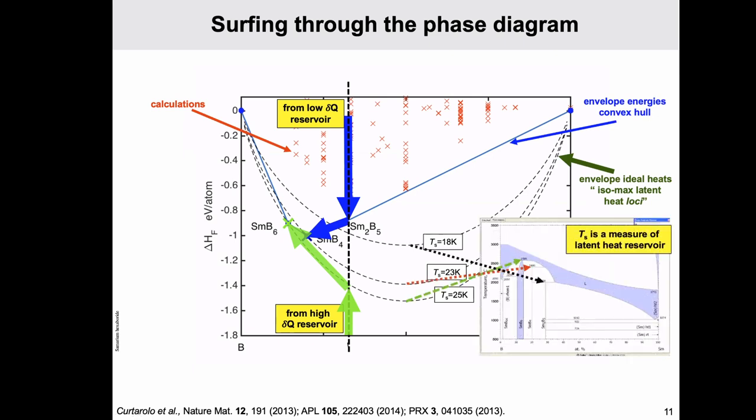So by the way, these curvatures also correlate with the critical temperature of the phase, right? So you see that samarium boron 4, samarium 2 boron 5, etc., right? They decompose at these temperatures. So the higher the entropic temperature, the higher the melting point or the decomposition temperature. Okay. Anyway, so in this case, peritectic and so on. All right, so let's move on, right?